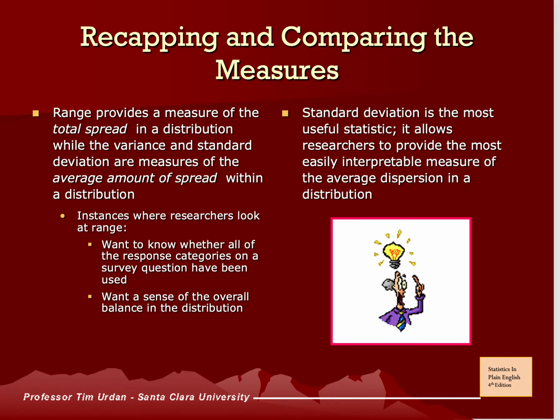So to recap, the range gives us an idea of the spread. It's useful, but I still need more information, which is why I need things like the standard deviation, which tells me the average amount of spread within a data set. Places we look at range is if we want to know whether all of the response categories on a survey question have been used. So if I want to know if the range truly is 1 to 5 on a scale, or maybe it's really only 2 to 4 because nobody selected 1 or 5. And this gives us a sense of the overall distribution.